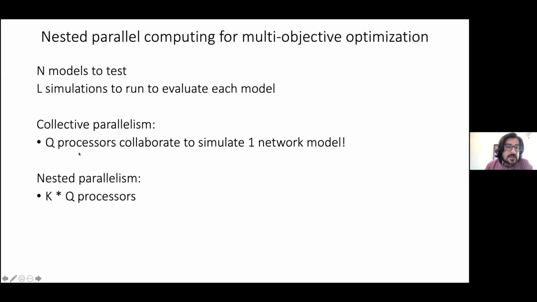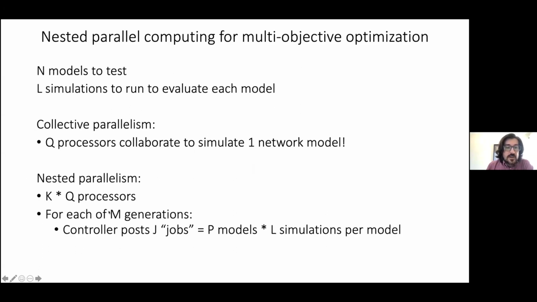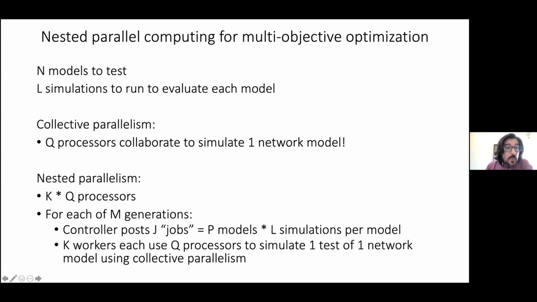So now we need Nested to do another trick, which is that if you have a bunch of processors and you're going to be doing this iterative approach of generating models and simulating multiple different tests of the model, each of the workers actually needs to use Q processors to simulate one test of one network model. So this concept of Nested is a hierarchical organization of parallel computing, so that you're iterating over populations, you're iterating over models, you're iterating over tests, and you're allowed to have these little subworlds of collective parallelism that's doing the computation.